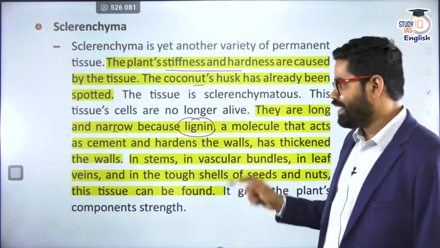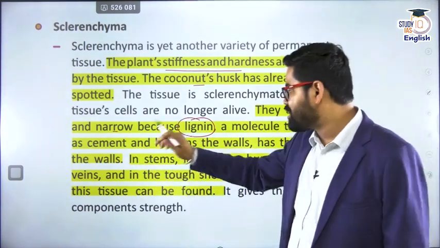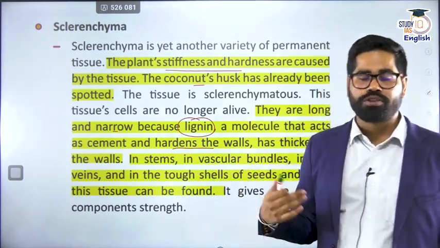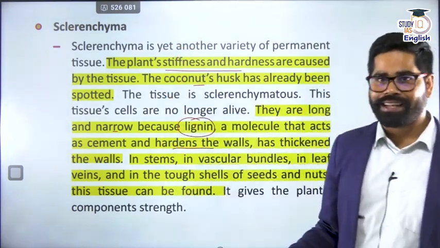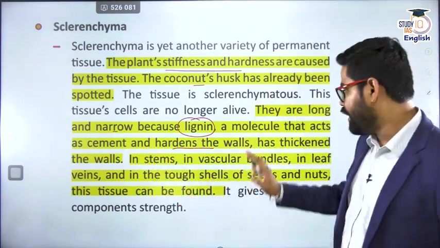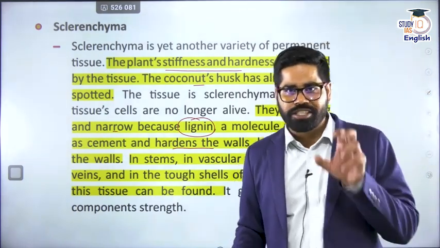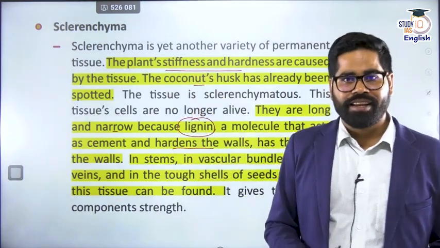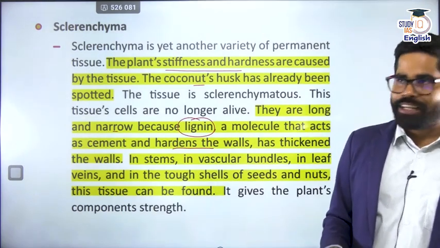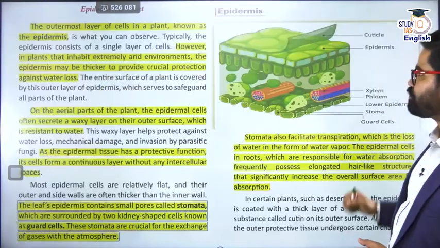And this lignin is acting as a cement and it hardens the wall. This lignin is used for hardening or thickening the walls, so that is present in sclerenchyma. In stems, in the vascular bundles, in leaf veins, and even the tough shells of seeds and nuts, this tissue can be found. So the hardness or stiffness present in the plant's body, or even the shells of seeds or nuts, is basically coming from the sclerenchyma.